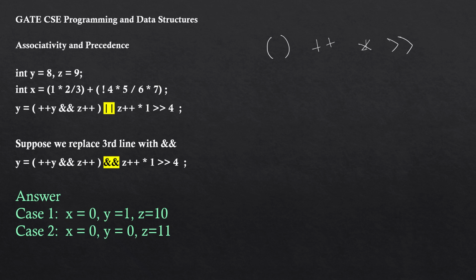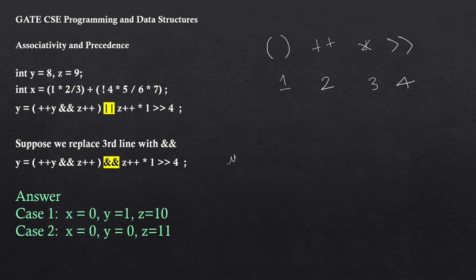As we saw in one of our videos, the associativity and the precedence table, right? What we saw: the bracket will always have the highest precedence. Then plus plus, if you check in the table, we can see that it is coming next. Star will be after it, and then the shift operator will be coming next to it. So let's look at the question.